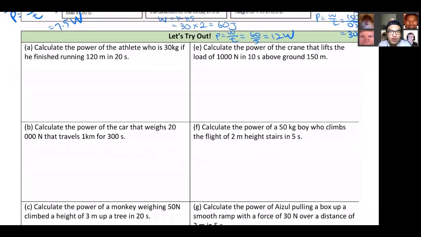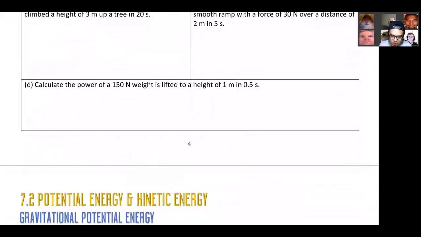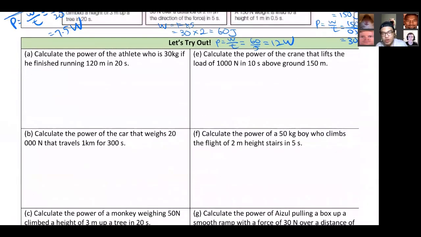Okay, so let's do all these. How many questions here? 2, 4, 6, 7. Okay, 7 questions here. So it will be a short lesson today. By finishing 7, then we should go into exercise already.